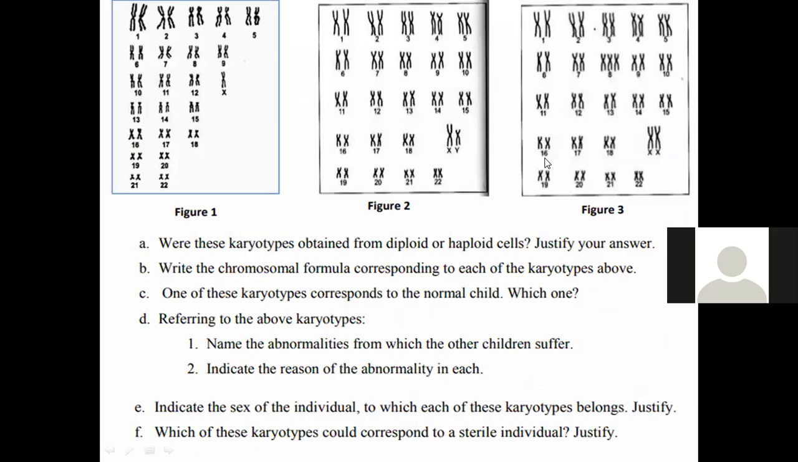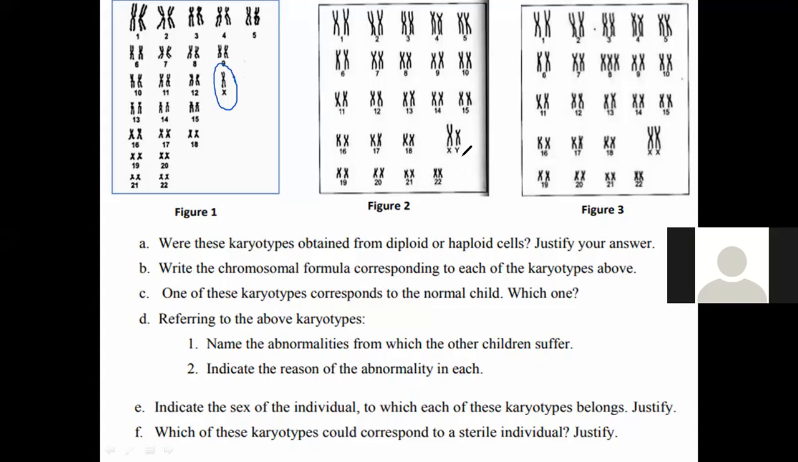So let's continue. Were these karyotypes obtained from diploid or haploid cells? Justify your answer. Already we solved this, that they belong to diploid cells, because we have 2 copies of each chromosome. Draw the corresponding chromosomal formula to each karyotype. The first one, already we wrote it. It's 2n minus 1 equal 45, comma, XO or X0, since we have a missing chromosome in the sex chromosomes. And the second one is normal, so it's 2n equal 46, comma, XY.